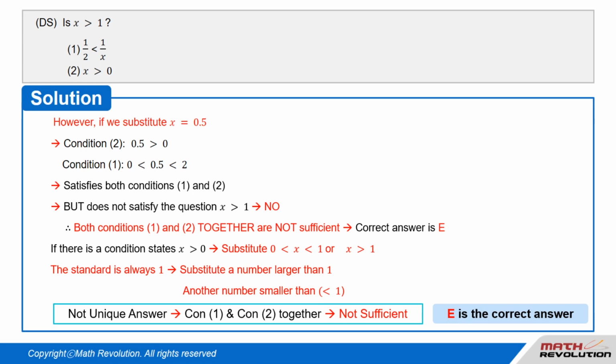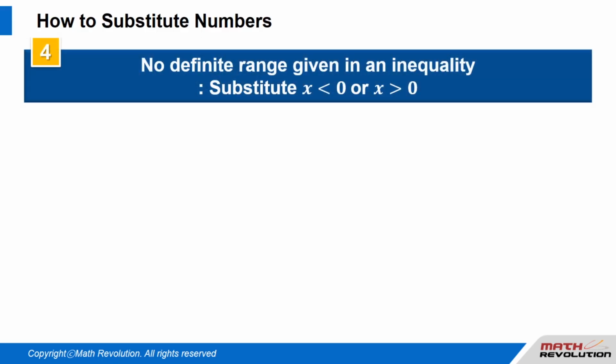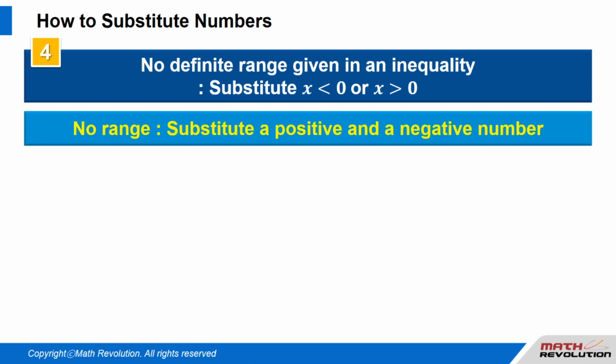Answer E. 4. If there is no definite range given in an inequality, substitute x is less than 0 or x is greater than 0. In this case, there is no range, so we substitute a negative number and a positive number.